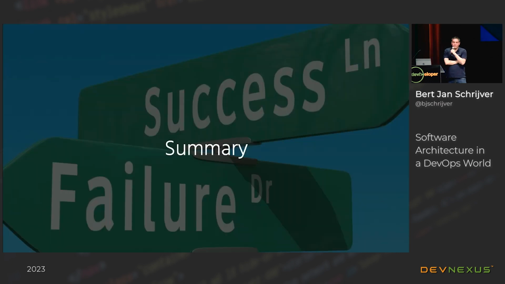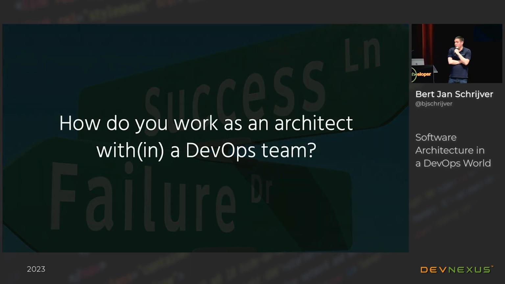So to summarize, how do you work as a software architect in or within a DevOps team?